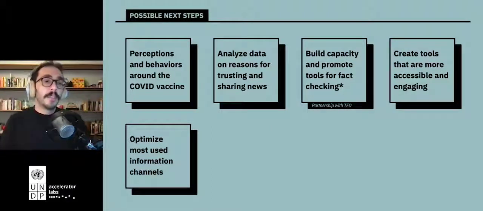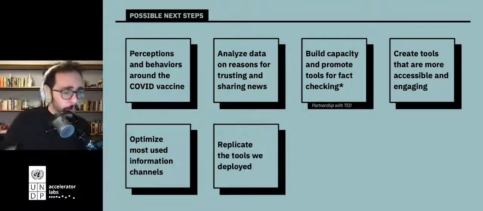Another thing that we could do is optimize the most used sources of information or information channels. Here I could give the example of the Ministry of Public Health website that seems to be the most trusted one. We could go in and look at the UX of the website to see if it's really answering people's needs and if there's any room for improvement or optimization. So, a product development there.